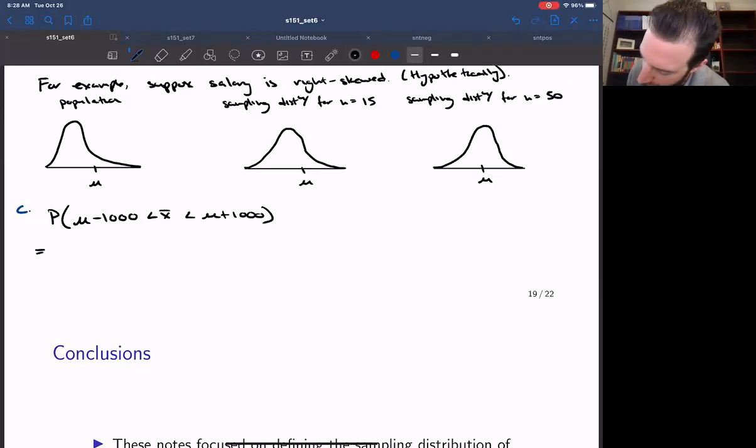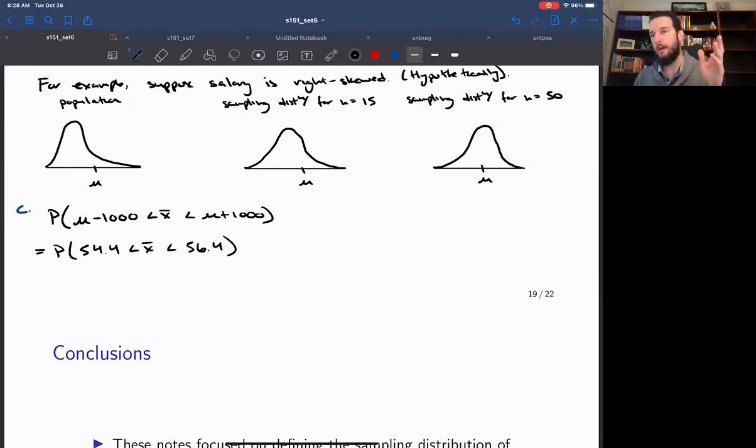So this is going to be the probability of 54.4 less than X bar less than 56.4. Or you could write this as the probability that X bar is between 54,400 and 56,400. So we're just subtracting $1,000 from the mean and adding $1,000 to the true mean, and then finding the probability of being within that amount.